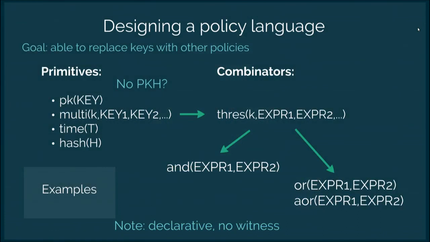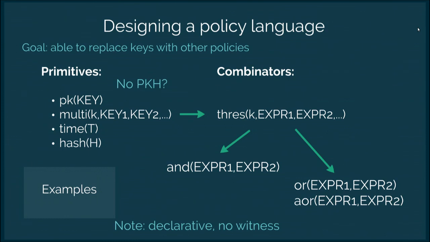As I started off, really the primitives we have in Bitcoin are: you can spend with a public key. I'm going to call that PK and write it as a function that takes a key as argument. Multi for multisig, where you say k out of n of all these keys, then time t, or a hash preimage that needs to be revealed. But as I said, the goal is to be able to replace keys with other policies, so we need an analog to the multisig construction, which I'll call a threshold construction, which is exactly the same, except the arguments are now not keys anymore, but sub-expressions.